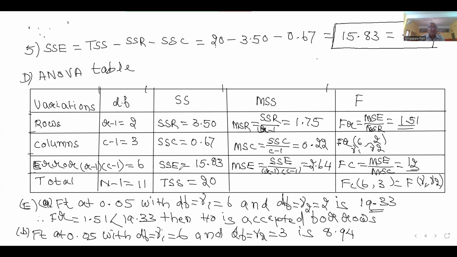Then FC, the degrees of freedom: look here, MSE degrees of freedom 6, and MSC degrees of freedom 3. This is mu1, this is mu2 for finding the table value. FT at 0.05 with degrees of freedom mu1 equal to 6 and mu2 equal to 3. In the table, you are getting 8.94. You compare this 8.94 value with this 12.